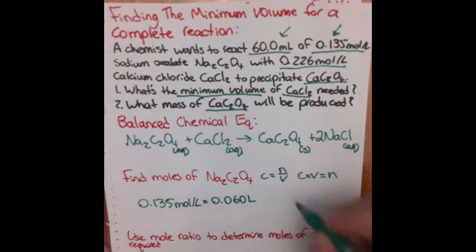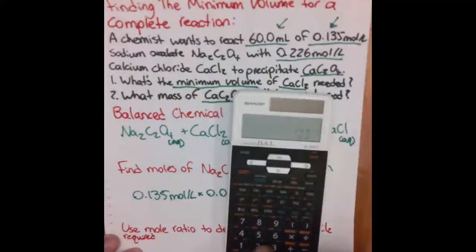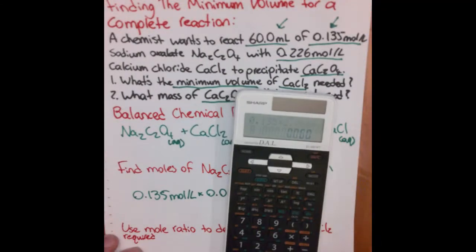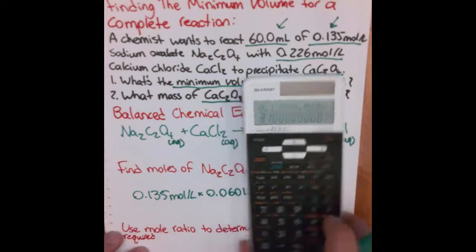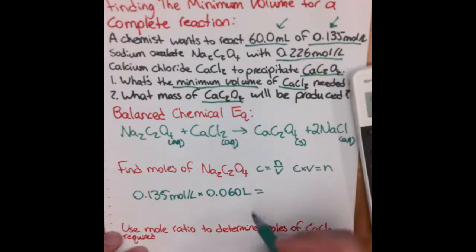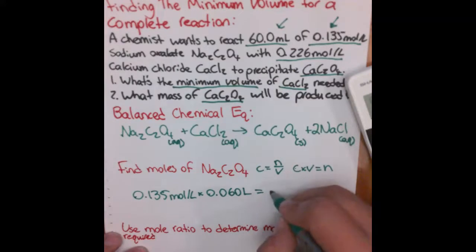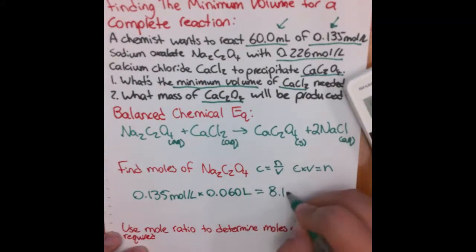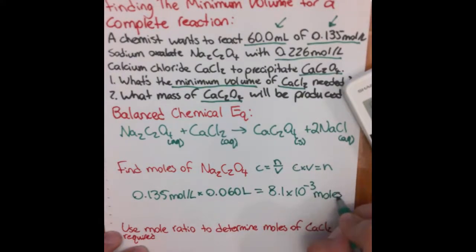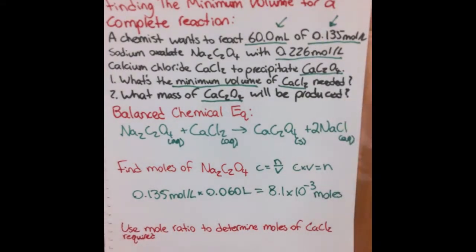0.060 liters. And that is going to end up giving me a number of moles of 0.135 times 0.060, 8.10 times 10 to the negative 3. So we'll just write 8.1 times 10 to the negative 3 moles. So there we've done the first step. We've calculated our number of moles.